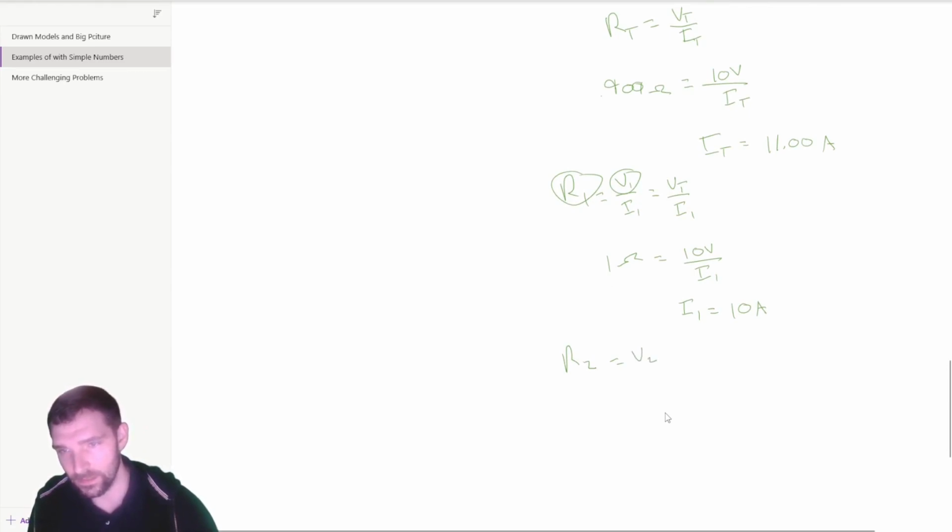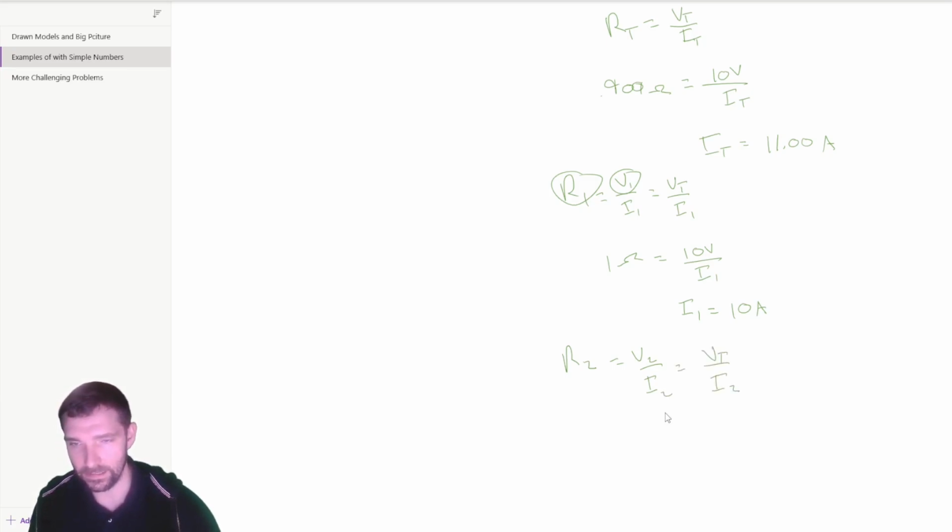But now we've got the V2 over I2, but that V2 is the same thing as VT. We've got that I2, and we can just plug these in. So we have that, we should be able to solve for that. So we've got the 10 ohms, which is equal to 10 volts over I2. I2 is equal to, it looks like, 1 amp.